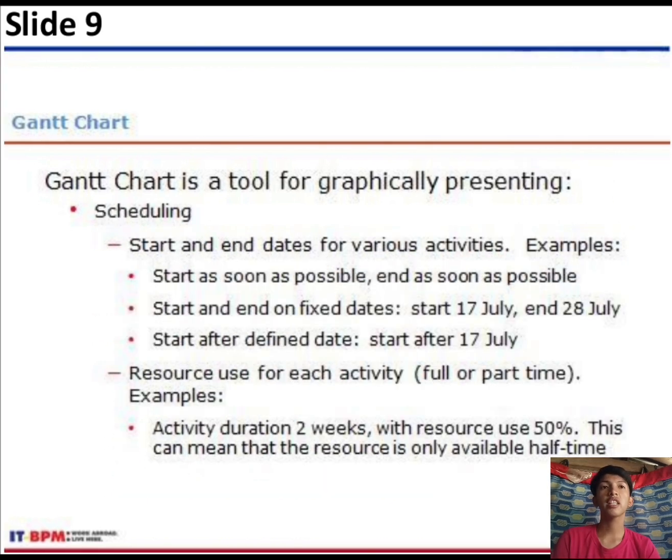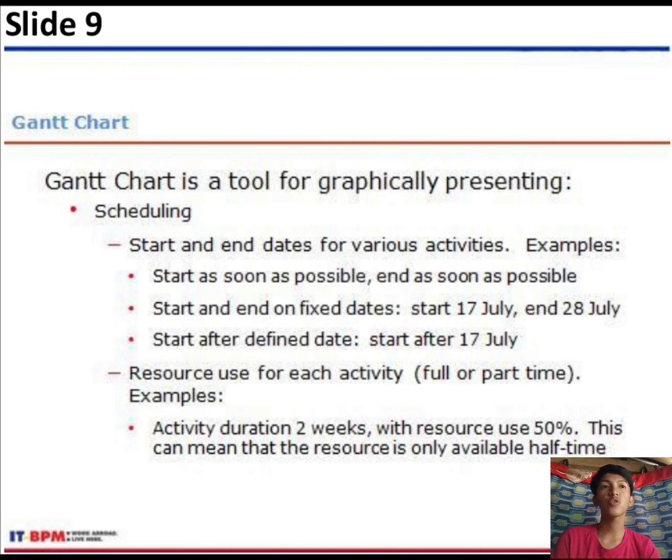So, start and end dates for various activities. Examples: start as soon as possible, end as soon as possible. Start and end on fixed dates, like start 17th of July and end 28th of July. And start after a defined date, like start after 17th of July.